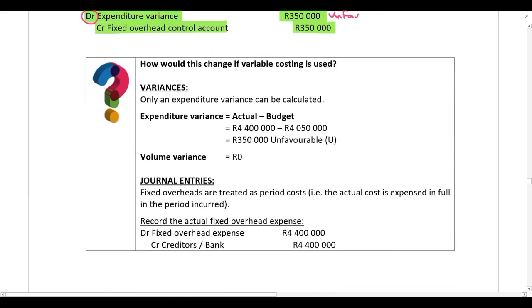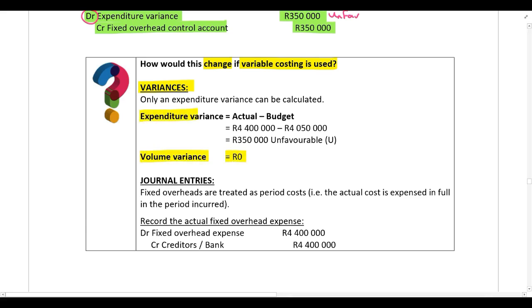So, how would this example change if variable costing was used instead of absorption costing? Now remember, when it comes to the variance calculations that we looked at in part 1, if we are using variable costing, we can't calculate an absorbed fixed overhead because we don't include fixed overheads in the value of inventory, which means if we can't calculate an absorbed fixed overhead, we won't be able to calculate a volume variance. So the volume variance is 0. There is no volume variance.